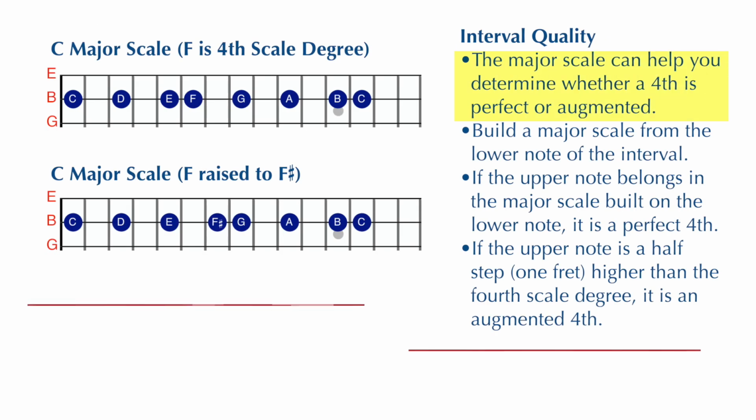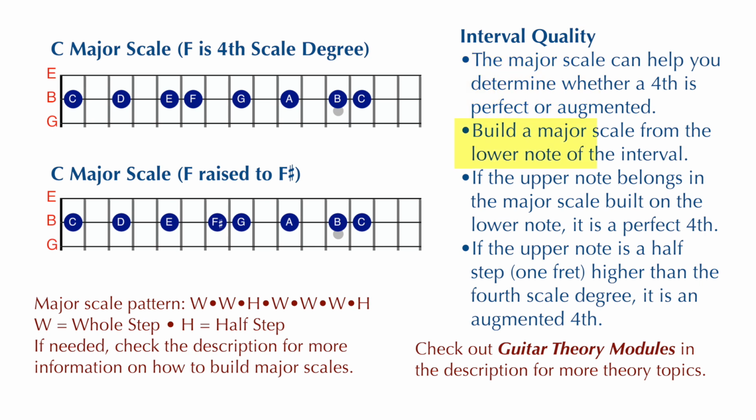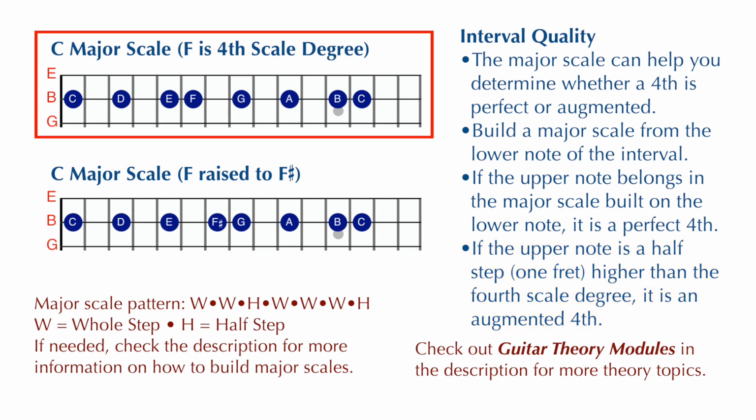You can use the major scale to figure out if a fourth is perfect or augmented. To do this, build a major scale beginning from the lower note of the interval. If the upper note, which you already know is a fourth higher, belongs in the scale, the interval is a perfect fourth. If that other note does not belong in that major scale and is a 1/2 step higher, it is an augmented fourth. For example, when you build a C major scale using the whole, half, whole, half step pattern, you get C, D, E, F, G, A, B, and C. The note F is a fourth higher than the note C, and the note F is also the fourth note of a C major scale.